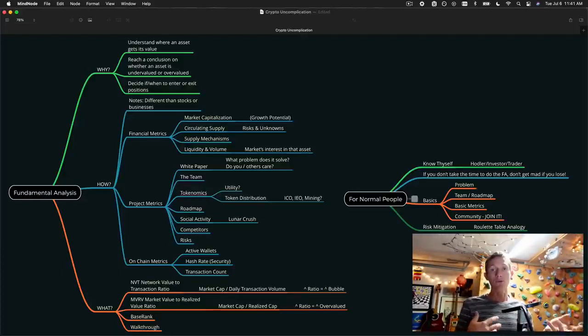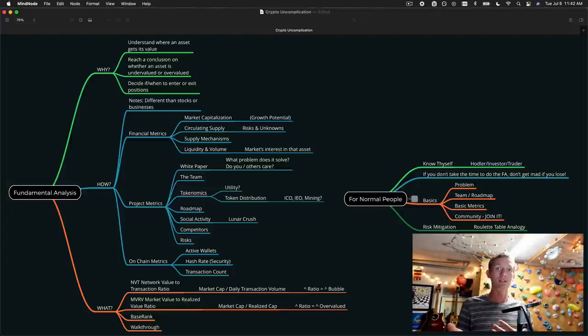So if you don't take the time to do fundamental analysis, you can't get mad if you lose your money. If you are buying things just based on what someone on Twitter is saying, or some YouTube video that said it's going to 100x, and you don't take the time to research the project and then it dumps, you really can't get mad at anyone but yourself.